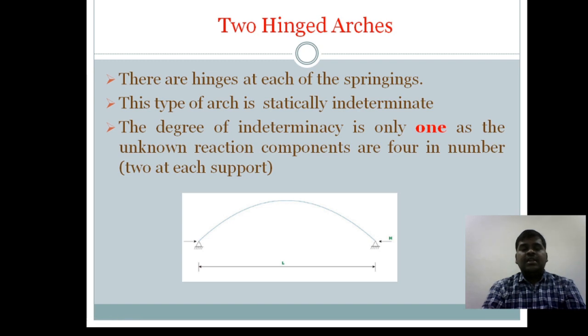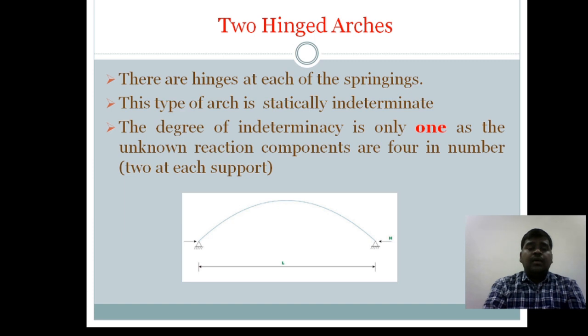Generally, for any type of structure, a single element has only two ends. So for that reason only two hinges are present. So that is the reason it is called a two-hinged arch. This type of arch is statically indeterminate. So what is the reason for statically indeterminate?